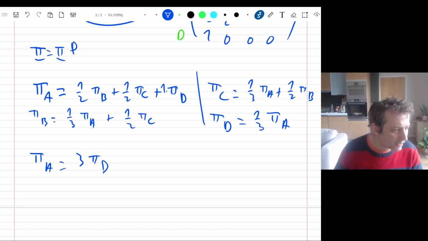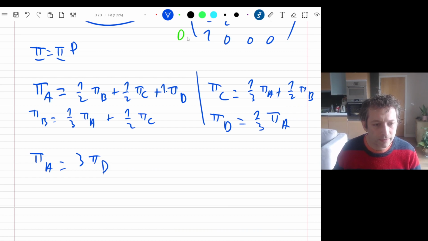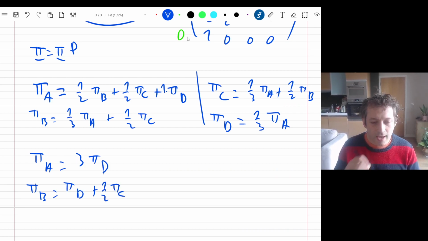Then, you can see I haven't quite rehearsed this, that's okay. From this equation, let's remove all the pi A's, because this way we're going to remove some thirds. So pi B is pi D plus half pi C. And let's just replace that in this equation.